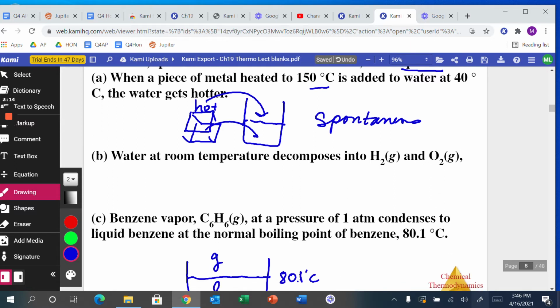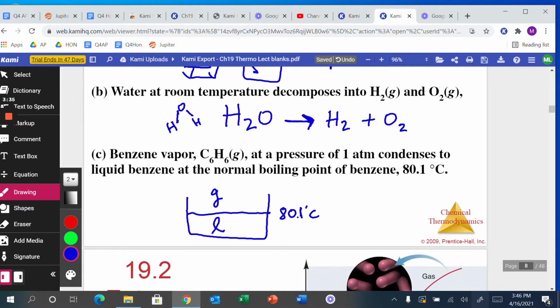Water at room temperature decomposes into H2 and O2, so if you have water, it will break apart. That will not happen. You have to put energy into there to break the bonds of the H and the O. Okay, so that is not spontaneous in that way, but it is spontaneous going backwards.